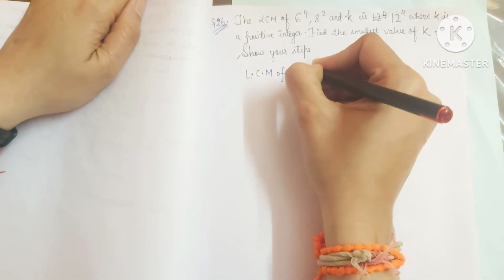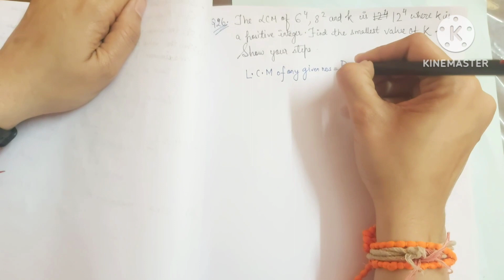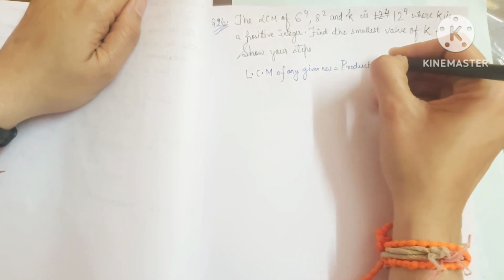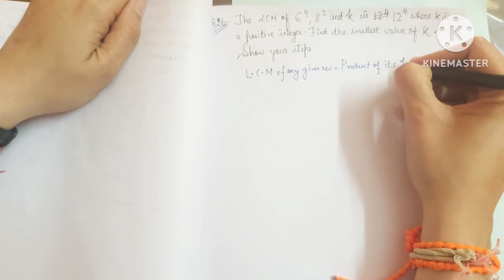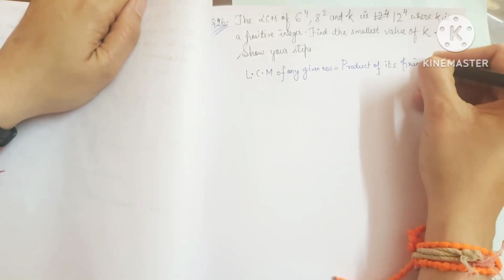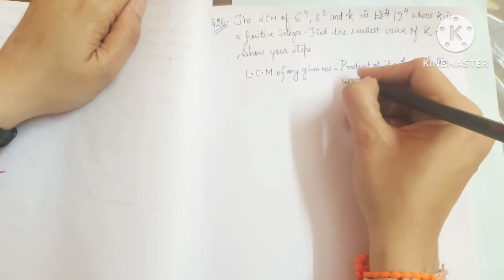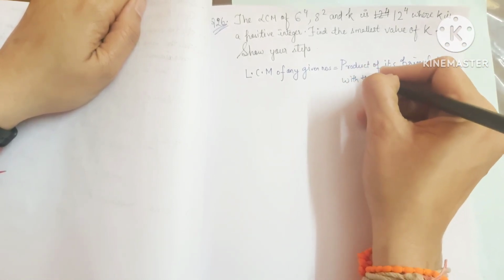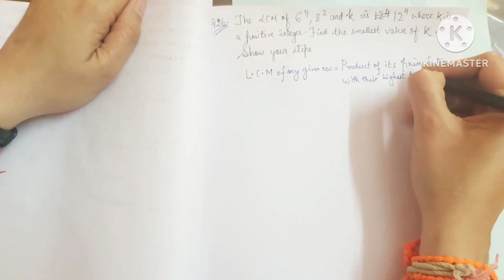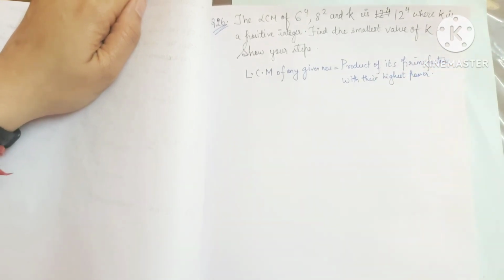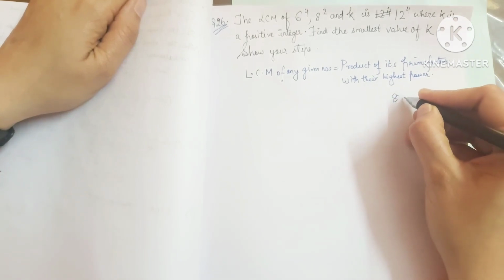What is it actually? Definition क्या है? LCM of any given numbers is equal to product of its prime factors. जो भी prime factors constitute करते हैं वो numbers को, उनका product. बट क्या है? सिर्फ नॉर्मली नहीं, प्रोडक्ट ऑफ द प्राइम फैक्टर्स विद देयर हाईएस्ट पावर. ओके, जहाँ पर भी हाईएस्ट पावर का मिलेगा, जिस नंबर में भी हाईएस्ट पावर का मिलेगा, वो एलसीएम में आ जाएगा. मतलब क्या है? सपोज आई टेक 8 and 16.